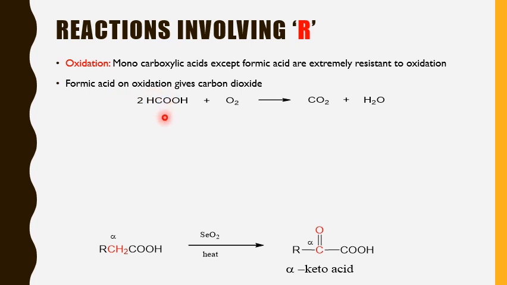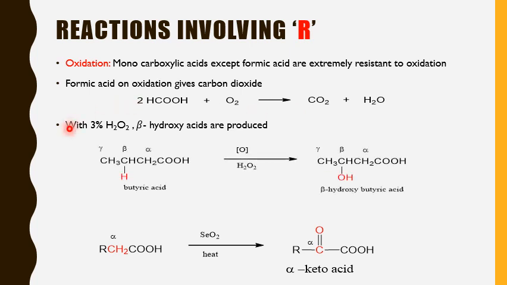So formic acid, what does it give? Formic acid upon oxidation will give you carbon dioxide and water. How about other carboxylic acids? As I said, they are extremely resistant, but it is possible with 3% H2O2, hydrogen peroxide, and beta hydroxy acids are produced. But the condition is that a beta hydrogen should be present.